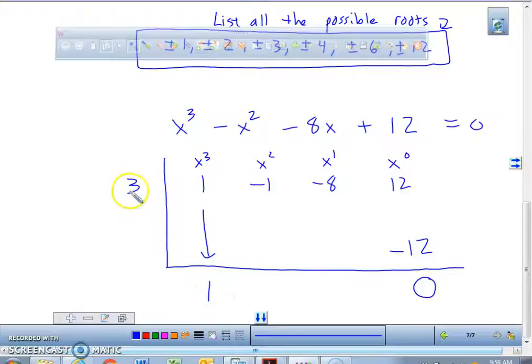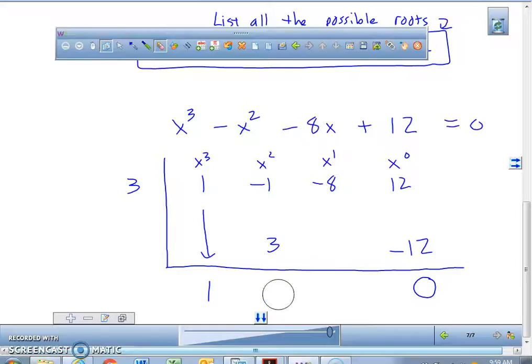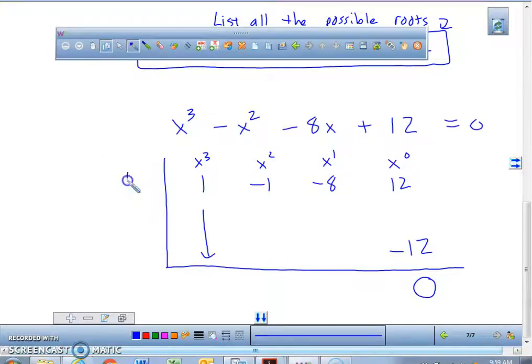Bring down the 1. 1 times 3 is 3. Negative 1 plus 3 is a 2. 3 times 2 is 6. Is that going to work? No. Can you try with negative 3? We can try negative 3. Can we try 12? You want to try 12? Yeah, let's try 12.